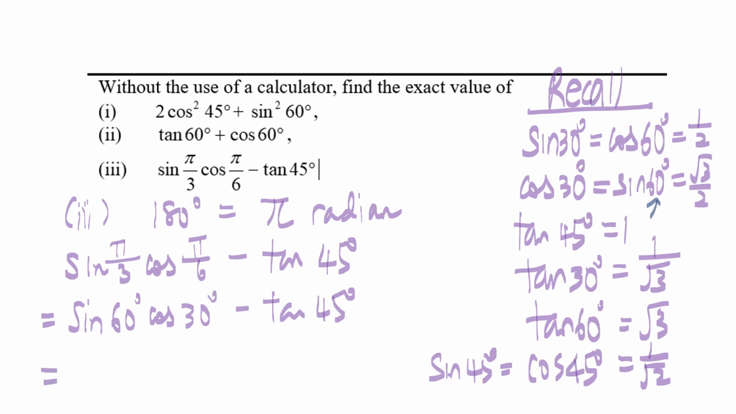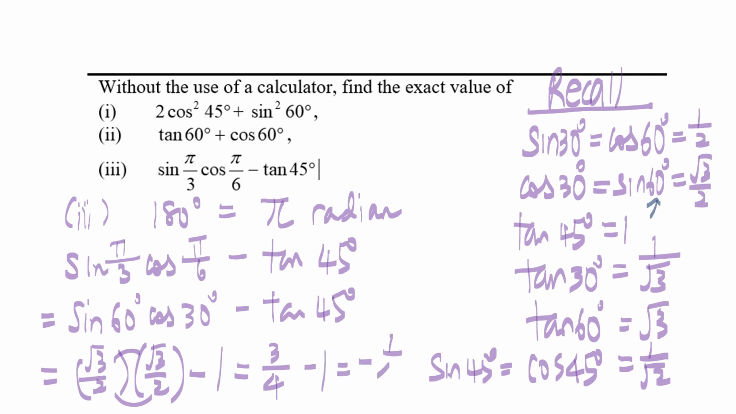Right, so sine 60, from the record of what we have learned earlier on the right hand side, is square root 3 over 2. Cosine 30 is also sine 60, which is square root 3 over 2. And then tangent 45 is 1. Right, so you multiply numerator, that gives you 3. Multiply denominator, that gives you 4. So 3/4 minus 1 gives you negative 1/4.